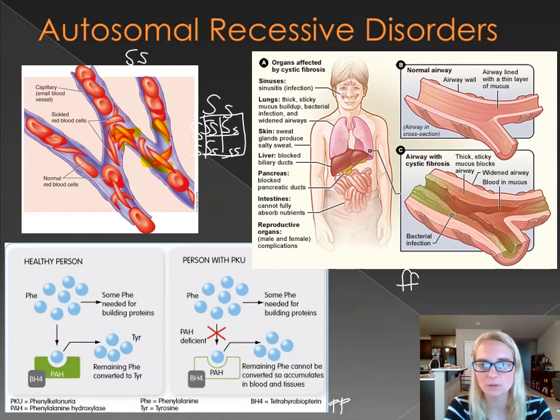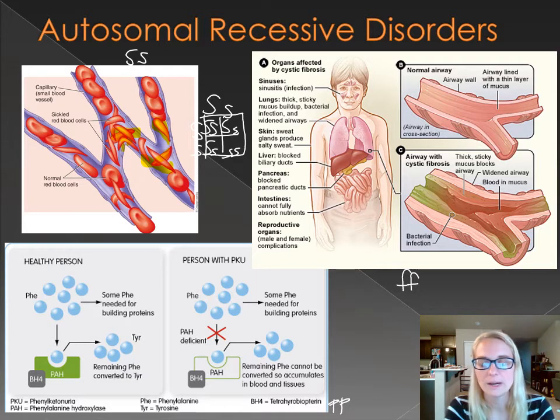Your sweat glands don't work very well, your reproductive glands don't work very well, your absorption of nutrients is hard. So a lot of times people are small in stature, they might be malnourished, they likely have a lot of bacterial infections in their lungs because they have this thick mucus that's stagnant, and bacteria just love to grow in those types of environments.